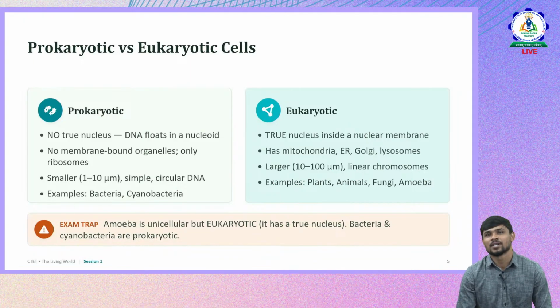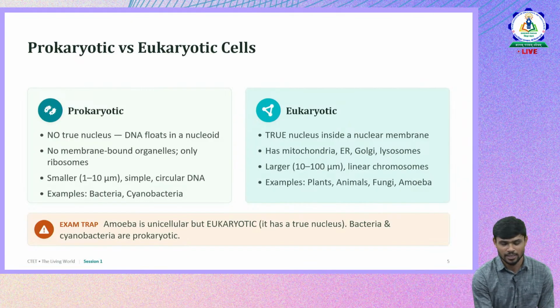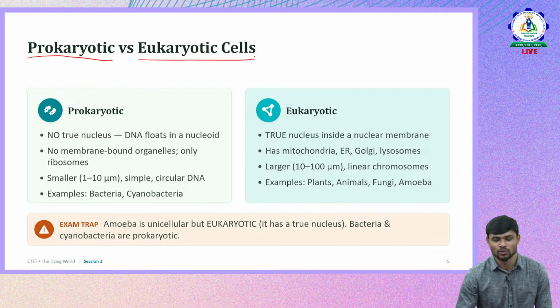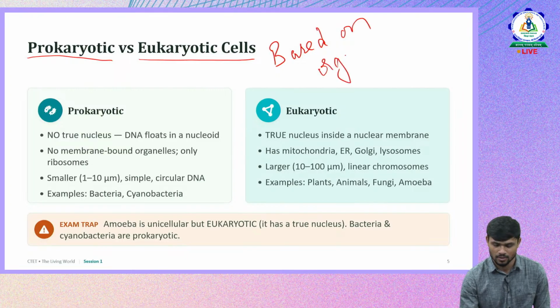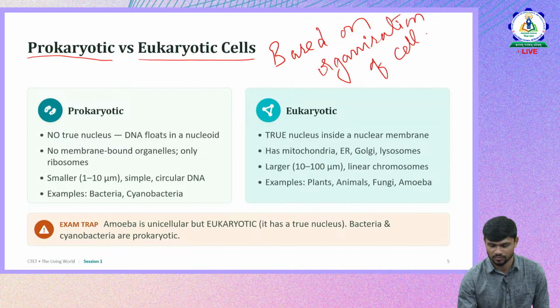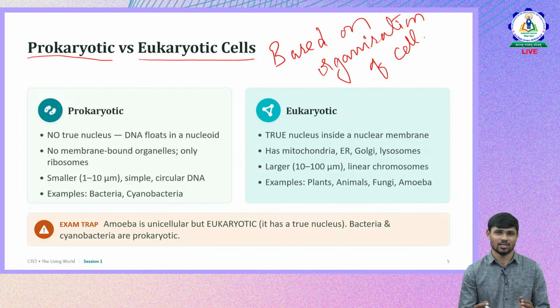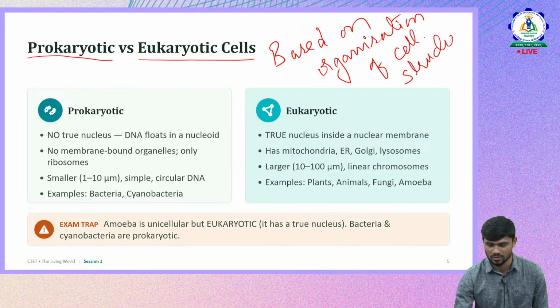The next concept on which CTET was focusing, the next most important topic, is the types of cell, prokaryotic and eukaryotic cell. Let us discuss what is a prokaryotic cell and eukaryotic cell. The types were given based on the organization of the cell, how things were organized, how complex a cell was. Is it simply organized or complexly organized inside? Based on organization of a cell, or the structure of a cell also.